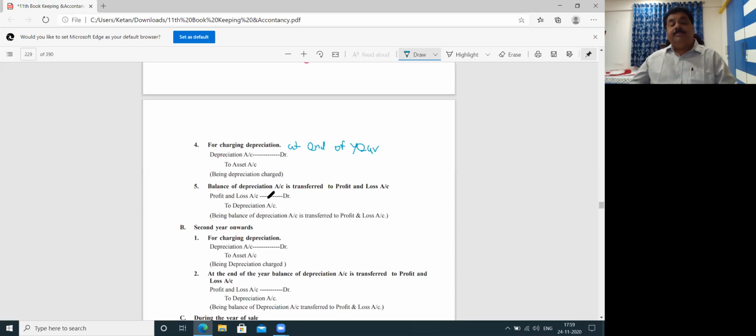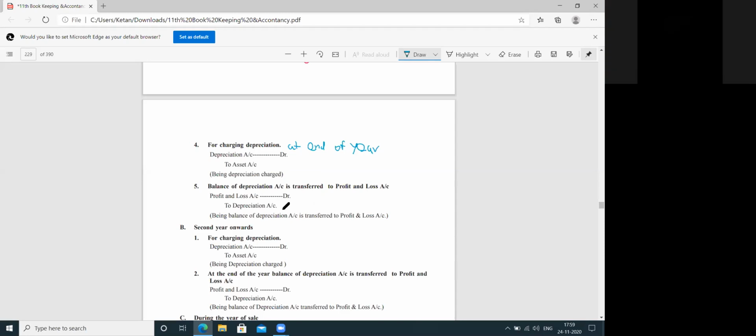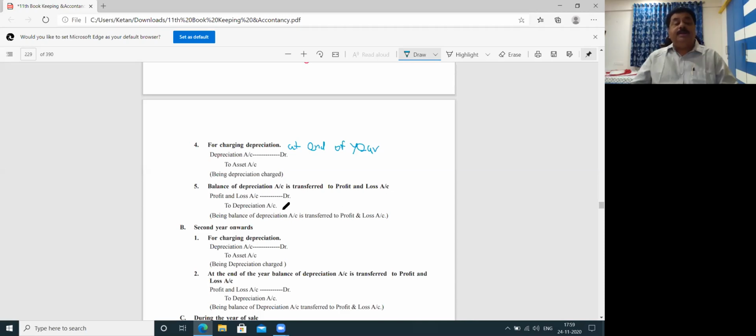And when the balance of the depreciation account is transferred to profit and loss account, the entry is profit and loss account debit to depreciation account. Now, why? See, depreciation is a loss, and it is to be transferred to profit and loss account because depreciation is a nominal account, and all the nominal accounts at the end of the year are to be transferred to profit and loss account.